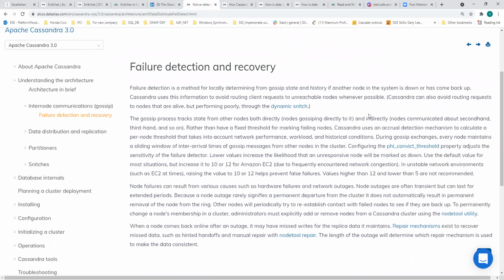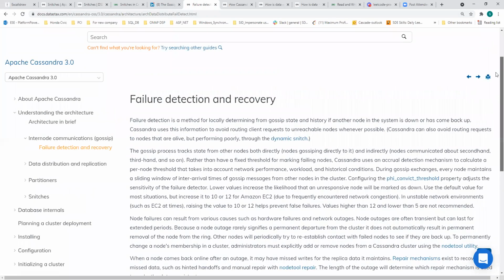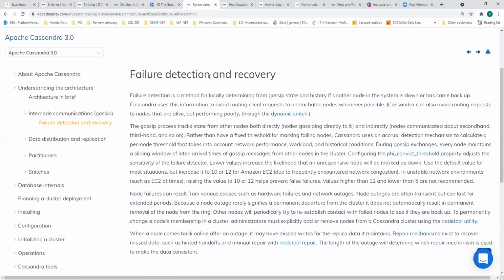In this case, again in the same paper on DataStax, they have given a very good article about how failure detection and recovery works. It's very concise again here. It involves a lot of details, but for our understanding this should be enough. What it talks about here is the failure detection mechanism and why it is important. First of all, it is a method for locally determining, from the gossip state and history, whether another node in the system is down or has come back up.